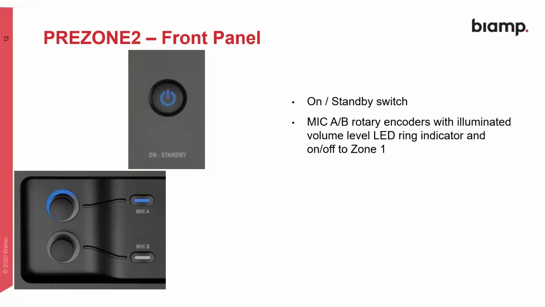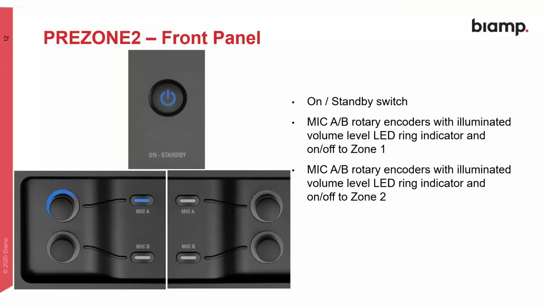Then we have a section for our microphone inputs, so microphones A and B. These are actually rotary encoders, so they're not real potentiometers with an end stop. This means that they can be controlled from the front panel, but also from other places within the device, using the web app, for example. At all times, the illuminated LED ring will tell you where the level is on that control. And for each of the microphone inputs, you also have an on-off switch with an illuminated LED to tell you if the microphone is enabled or disabled at any point.